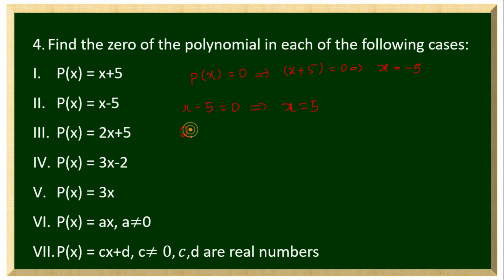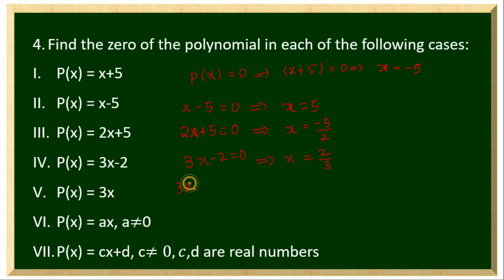In the same way, 2x plus 5 equal to 0. Here x equal to -5/2 is the zero of the third polynomial, that is 2x plus 5. The fourth polynomial is 3x minus 2 equal to 0. The polynomial we are equating to 0. That means here the x value we will get as 2/3. 2/3 is the zero of 3x minus 2, right?